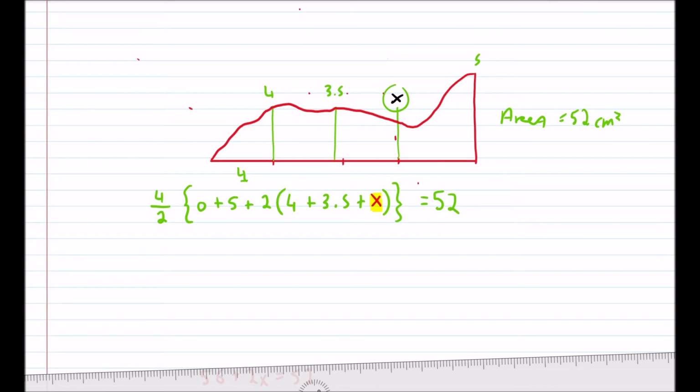So here we go. Well, 4 over 2, we can change that to 2. 0 plus 5 plus twice everything in the bracket. So 4 plus 3.5 is 7.5 plus x. And that all equals 52. Remember, we let it equal the area. Okay, so next up, we have 2 outside the bracket. Inside we have 0 plus 5 plus twice everything else. So 2 times 7.5 is 15, plus 2x. And that will equal 52.